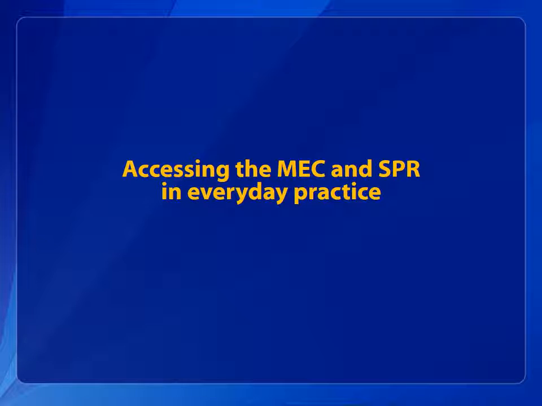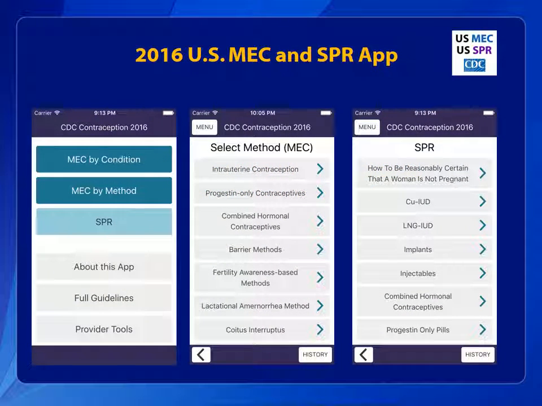I'll now introduce you to some tools that you can use to access the U.S. SPR and MEC in everyday practice. The updated CDC contraception app for Apple and Android smartphones and tablets now includes both the medical eligibility criteria and selected practice recommendations for contraceptive use in a user-friendly format, with easy navigation between the two sets of guidance. It also easily links to other CDC guidance, such as the Sexually Transmitted Disease Treatment Guidelines. This updated app is available for download through our website.